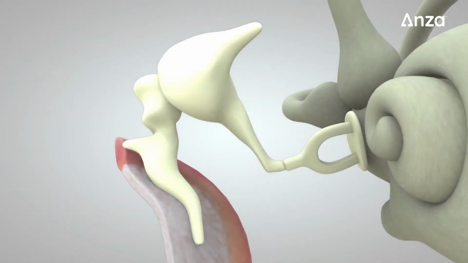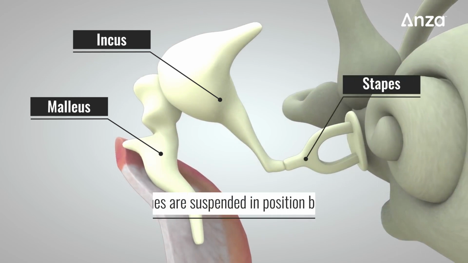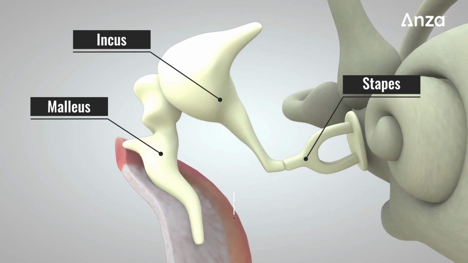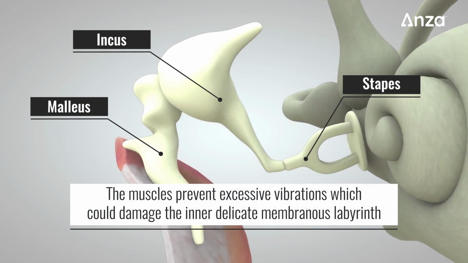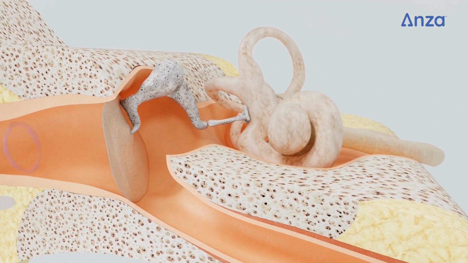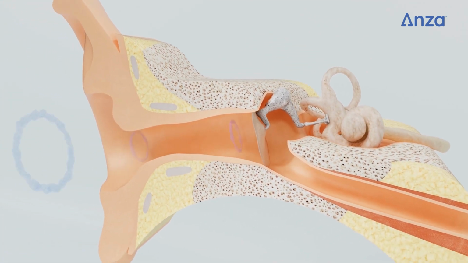Now, the ear ossicles are three bones, namely malleus, incus, and stapes, which are suspended in position by muscles. These muscles also prevent excessive vibration, which could damage the inner delicate membranous labyrinth. The three ossicles form a system of levers which amplifies and transmits the vibrations from the tympanic membrane to the oval window.